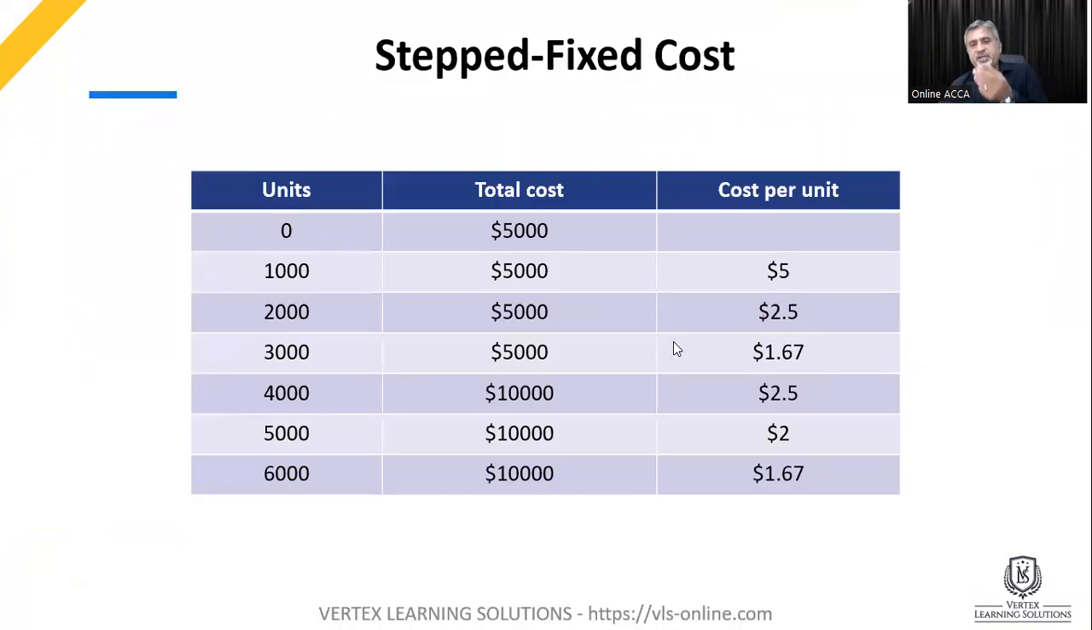And this is the average calculation. It is given here, the same table. This is the total cost and this is the cost per unit. You divide these two numbers and you get the average. Just like we calculated this table before for fixed cost. It's the same thing.